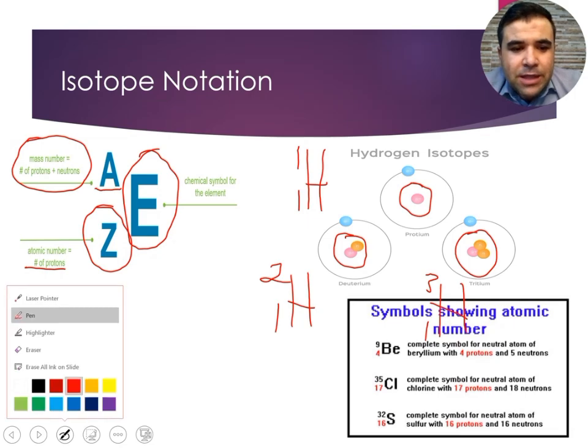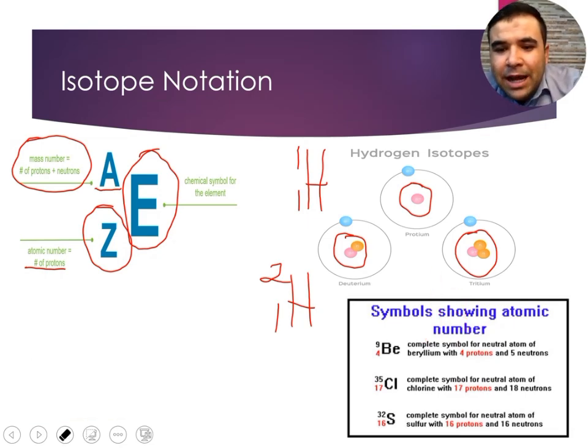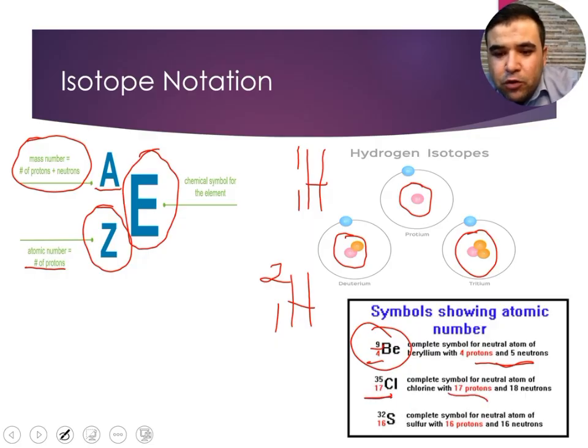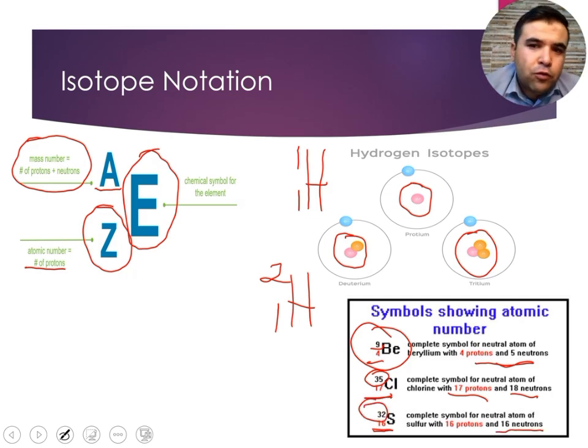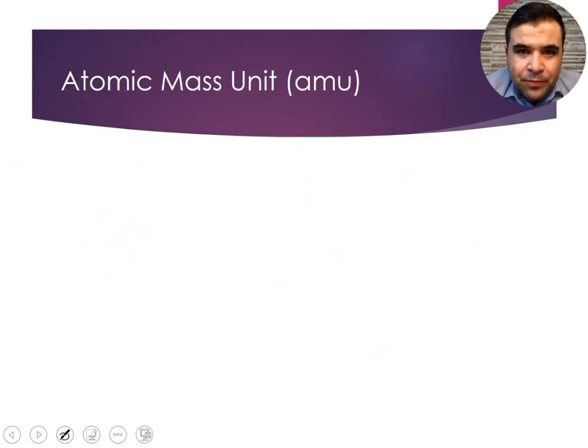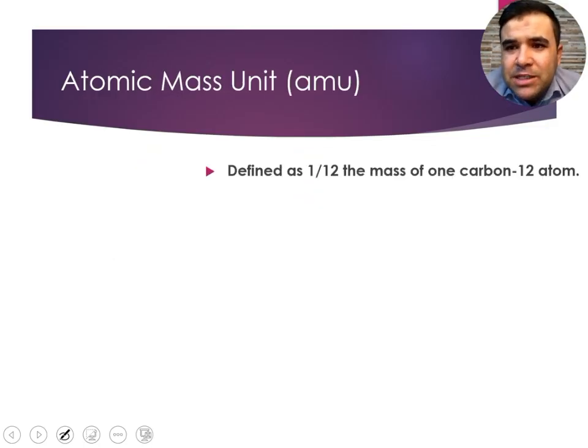In this sample we represented the isotopes of different elements. For example, beryllium isotope notation can be written as having 4 protons with 5 neutrons, totally it becomes 9. Chlorine has 17 protons with 18 neutrons, it becomes 35 as the mass number. The atomic number for sulfur is 16, which is the proton number, plus 16 neutrons, it becomes 32 for the mass number, guys. How about the atomic mass unit, guys?